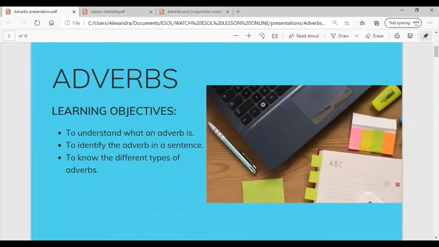So we'll get started. Okay, so today we're looking at adverbs, and our learning objectives today are to understand what an adverb is, to identify the adverbs in a sentence, and to know the different types of adverbs. So if you're already quite familiar with adverbs, you can use this as revision. If not, then we'll do a quick overview of exactly what an adverb is, how to find one in a sentence, and to understand their meaning.